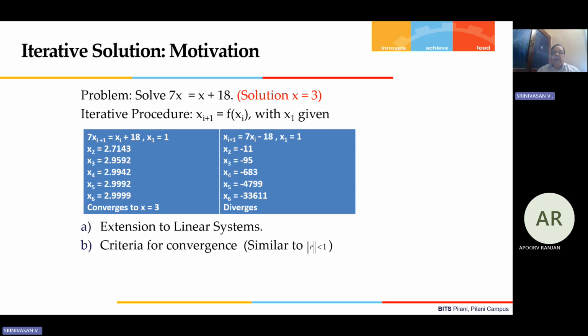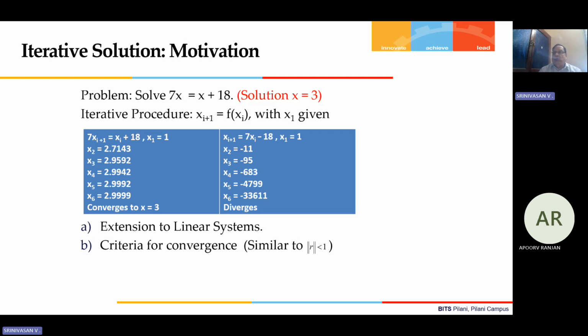And we are able to see that by various iterations, once, twice, thrice, etc. At the sixth iteration, we are able to get the better approximation converging to x equal to 3. That is the exact solution if you do it ordinarily otherwise. But supposing you rewrite this way, x(i plus 1) equal to 7xi minus 18. Okay, same equation. We are rewriting.